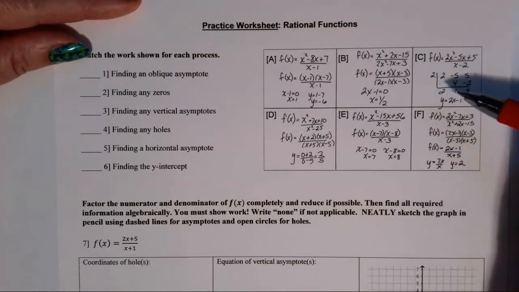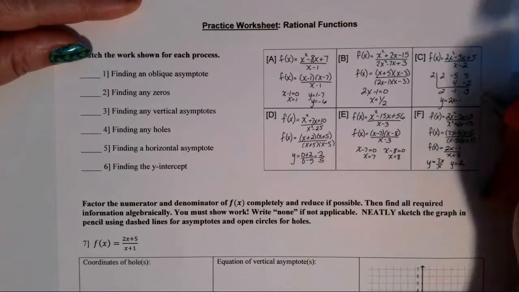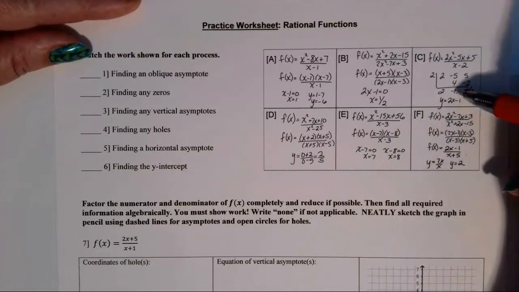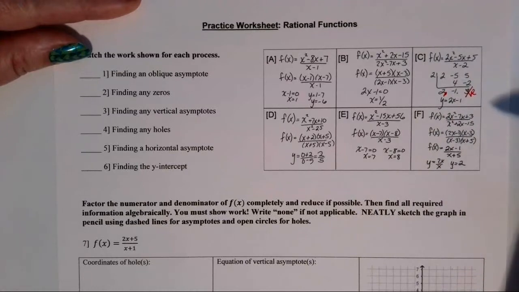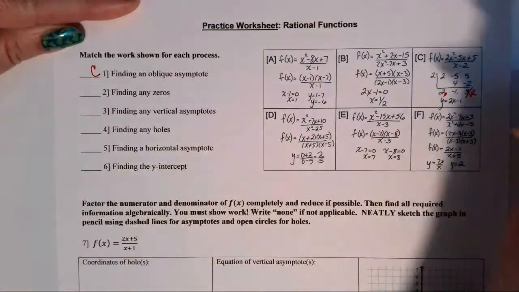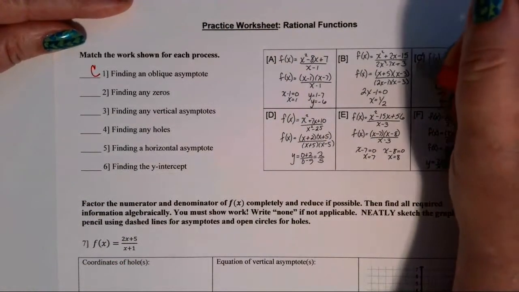where there's some synthetic division going on, and then the remainder was discarded. Then this is the constant, and this is the x. So y equals 2x minus 1 is the oblique asymptote. So the work for that would be C.